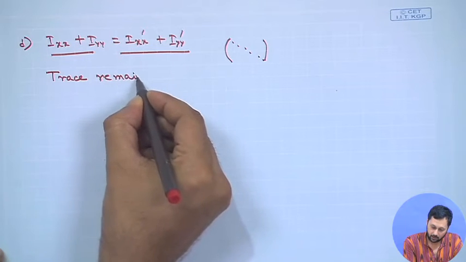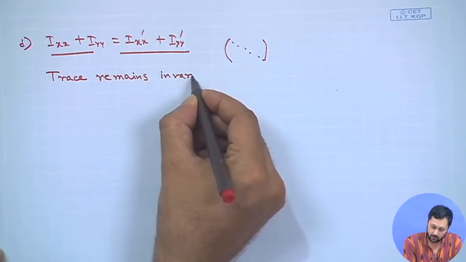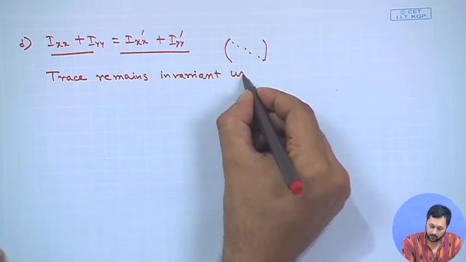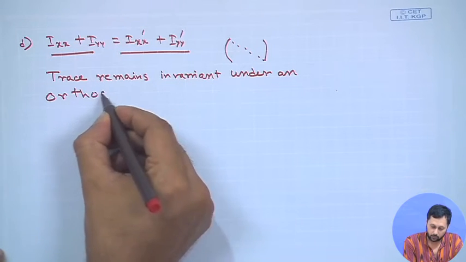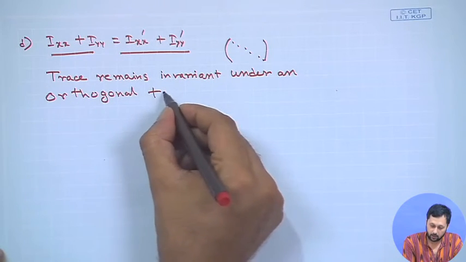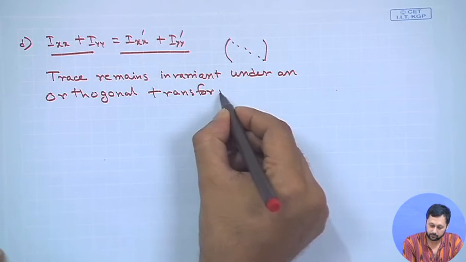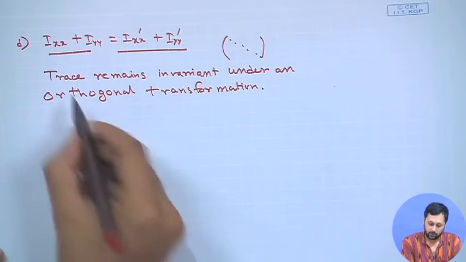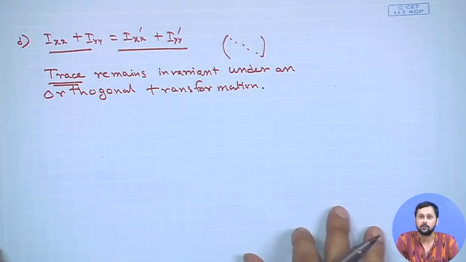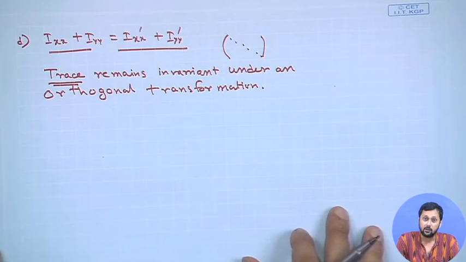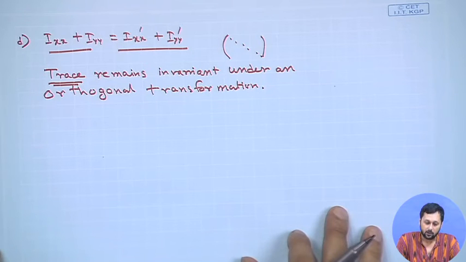In this case, this is the trace of the tensor, and what we see here is the trace remains invariant under an orthogonal transformation. Trace of a tensor remains invariant under an orthogonal transformation, and that is also a very important result in terms of tensor calculus, tensor algebra, which again we are not proving formally, but we are at least proving it for the specific example we are dealing with.